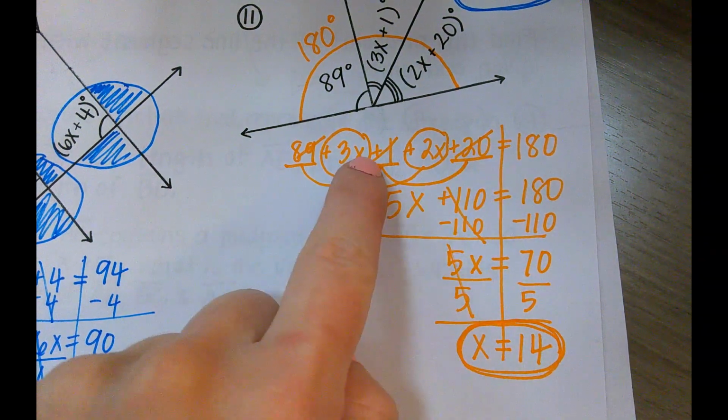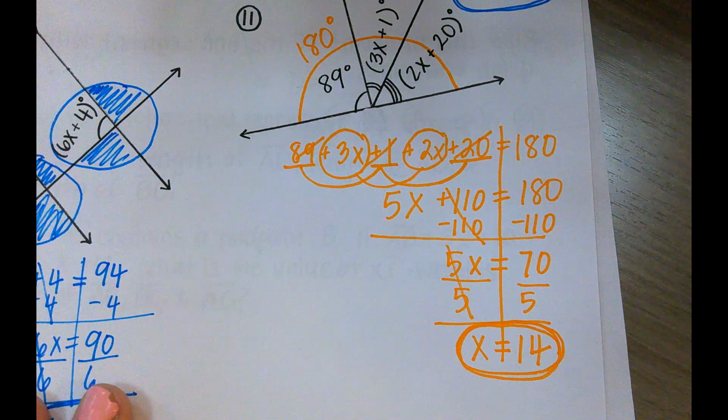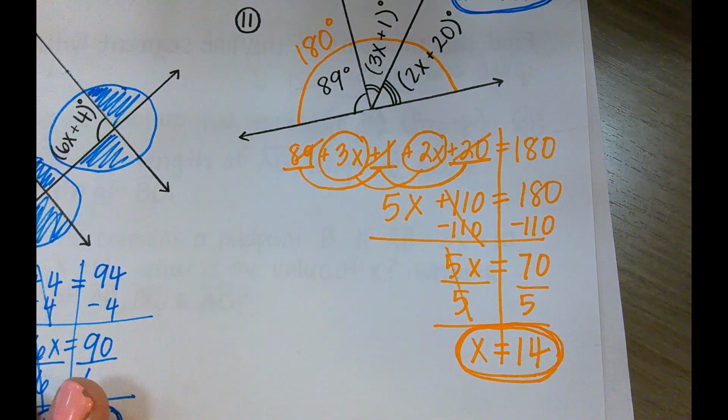Plus 20 plus 1. Yeah, that little 1 is sneaky.